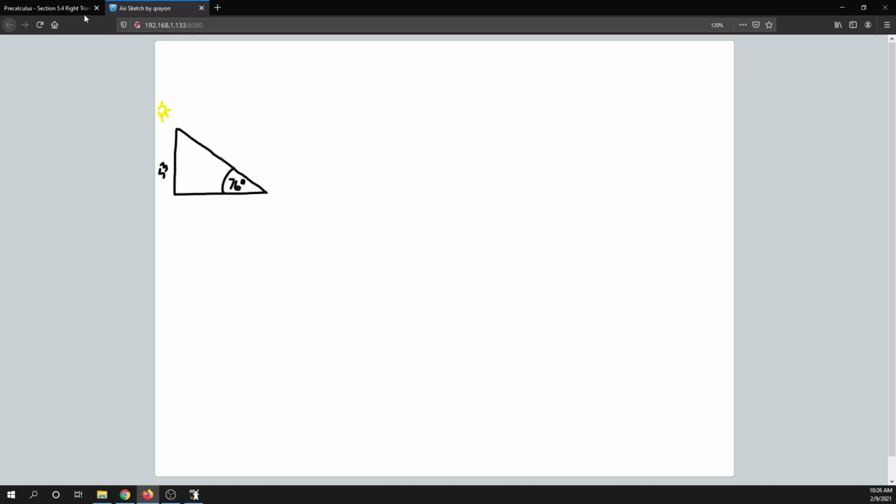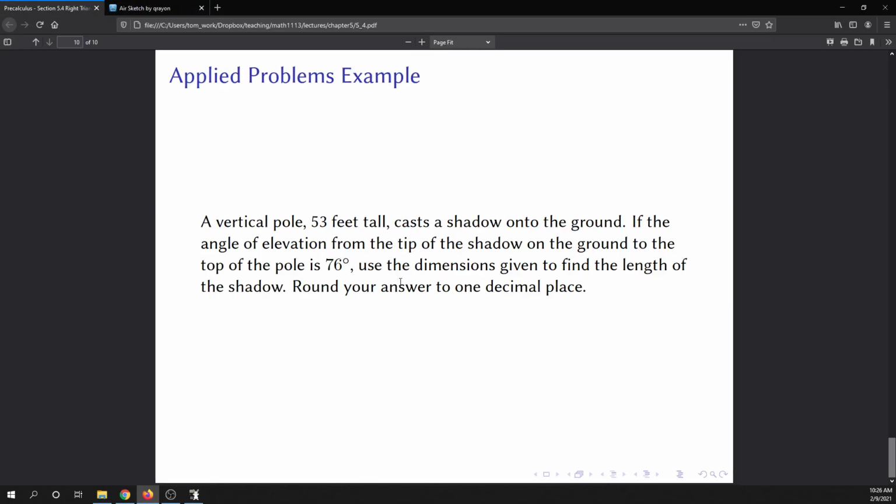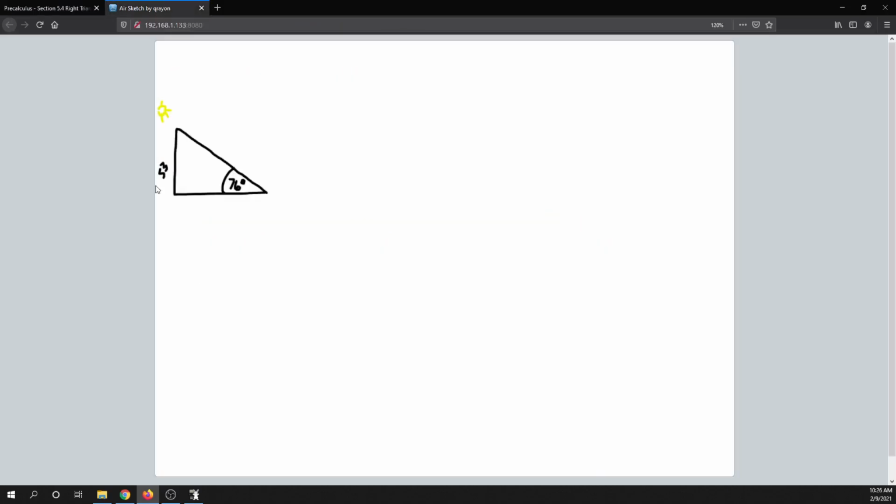And what do they want to know? It says use the dimensions given to find the length of the shadow. So the length of the shadow would be from the base of the pole right out to the tip of the shadow right here. So that's this side right here. Okay, so that's the setup that we've got.